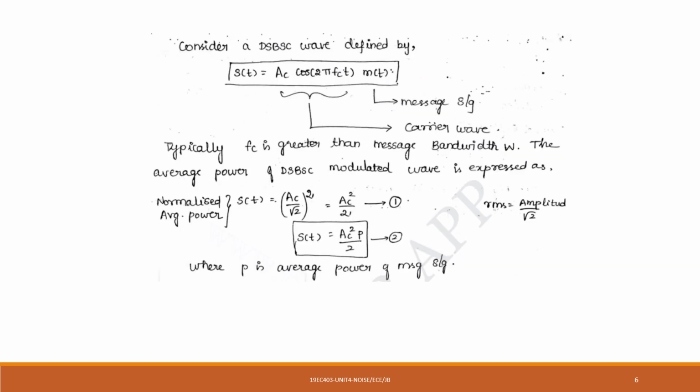So this is the equation which represents the double sideband suppressed carrier. The first factor A suffix C gives the amplitude of the carrier, then you have the message component m of t here. Here we say that the carrier frequency is always greater than the message signal bandwidth W. And we try to represent the normalized average power of s of t as A_C squared into P divided by 2. And here P represents the average power of your message signal.